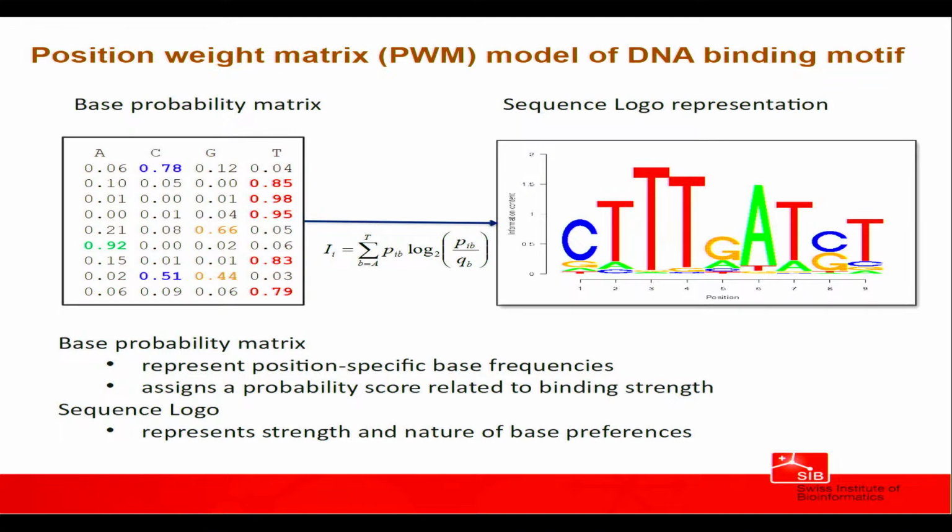Now, it is important to understand that the base probability matrix enables us to compute the measure of binding strength. Such a binding strength can be computed for any sequence, but obviously only the high ranking are relevant for binding.